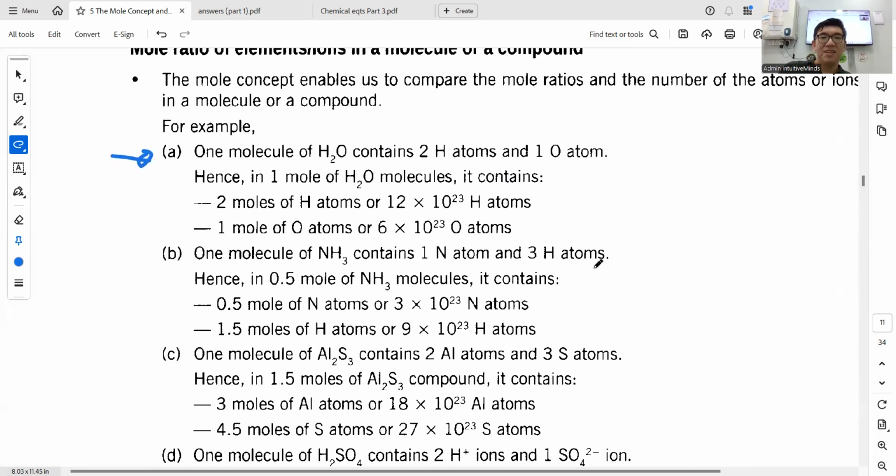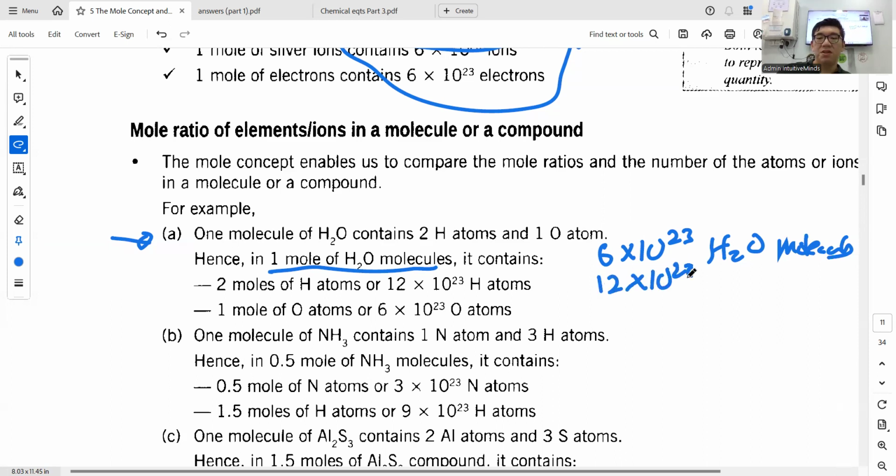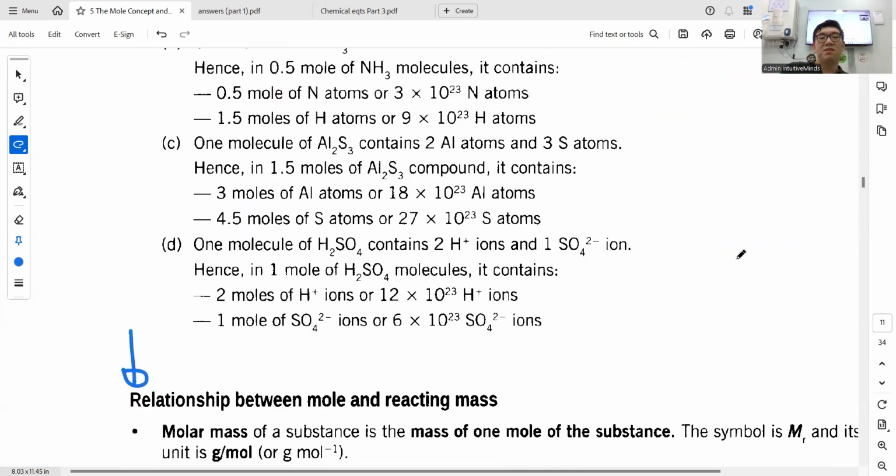Okay. So if I say I have 1 mole of H2O molecules, I will contain 6 times 10 to the power 23 H2O molecules. But that means I will contain 12 times 10 to the power 23 H atoms because there are 2 hydrogen atoms in a single water molecule. And that was what I talked about.